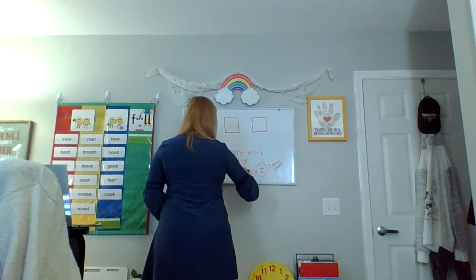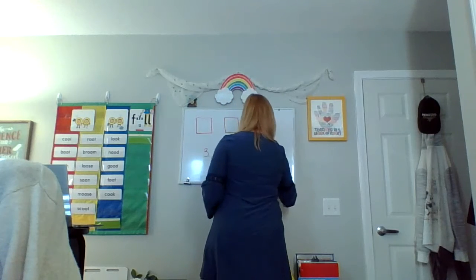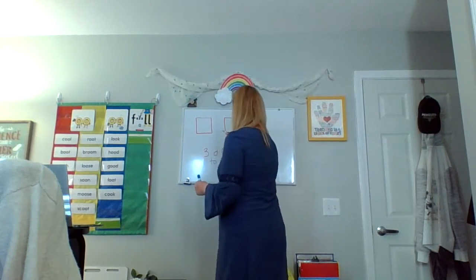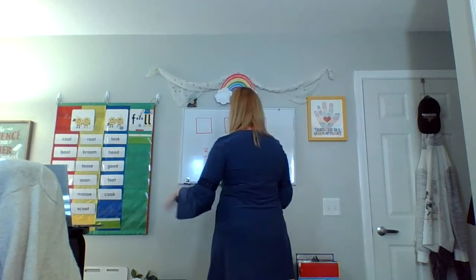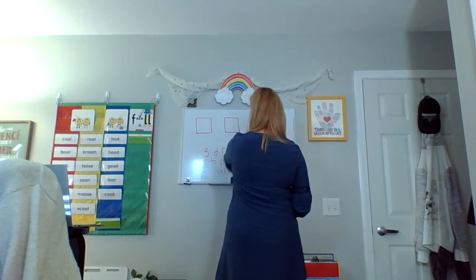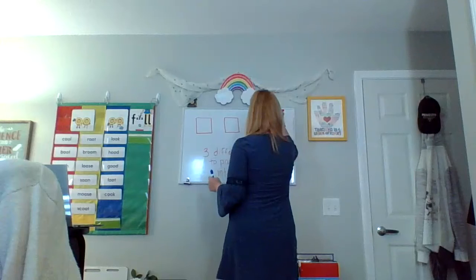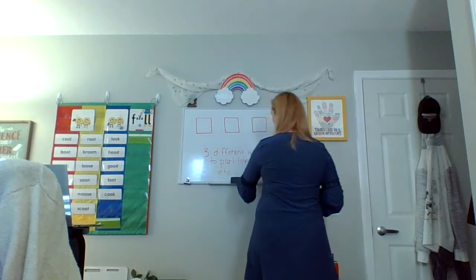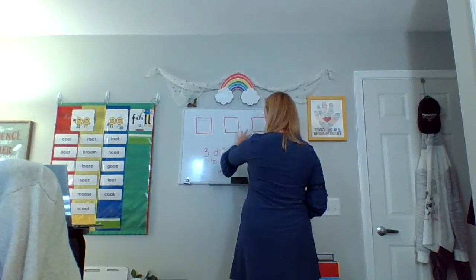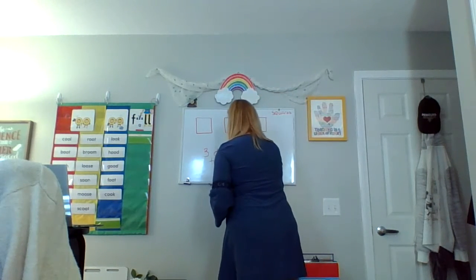And I want you to partition the rugs. So these are rugs, okay? However you want to design them. 3 different rugs that are squares, okay? So they are squares. And I would like you to show me 3 different ways to partition the rugs into fourths.